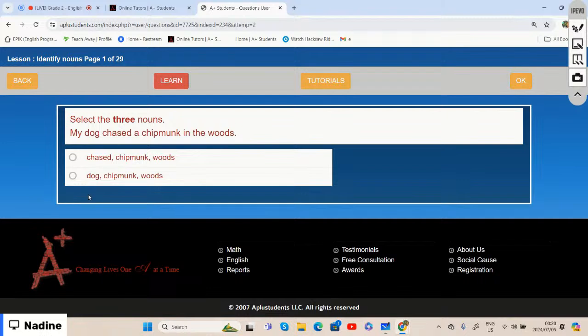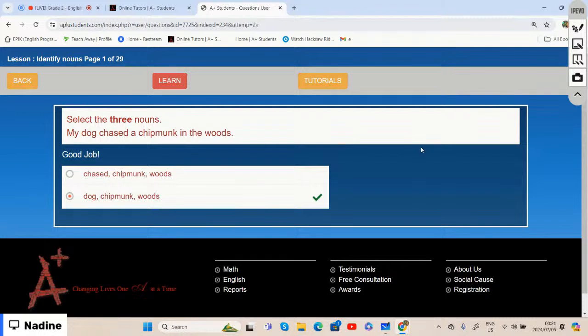All right, and if we were to choose the correct option, then we will go with option two. Because if we select the three nouns, then it is dog, chipmunk, and woods. Dog and chipmunk are animals, and woods names a place. So well done, that is correct. Dog, chipmunk, woods.